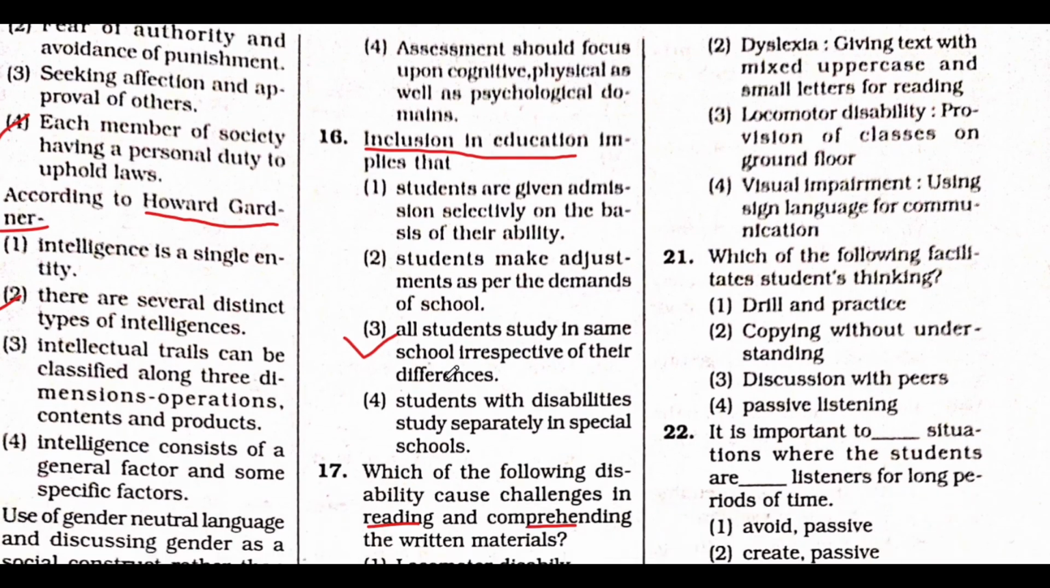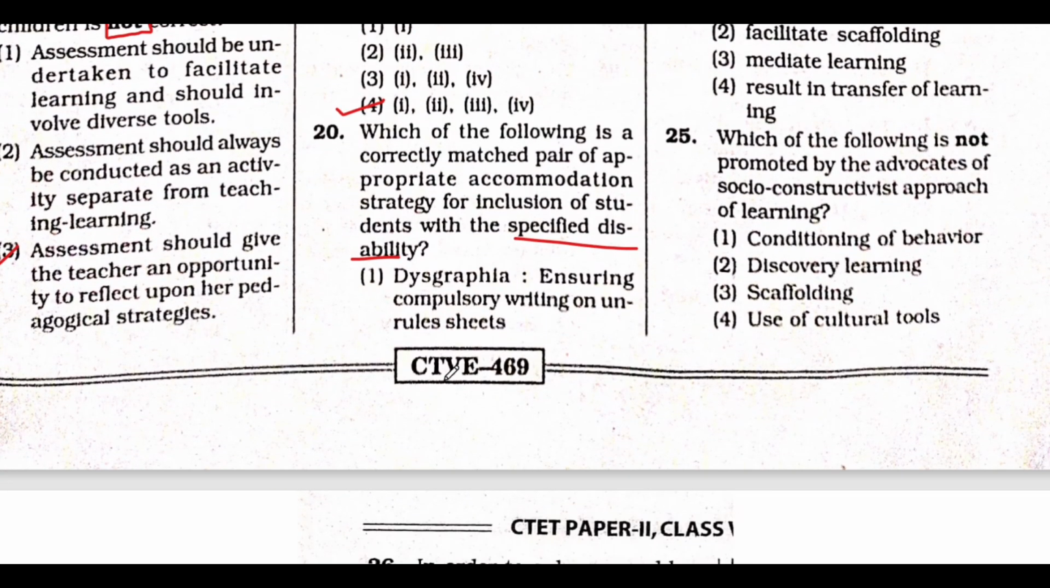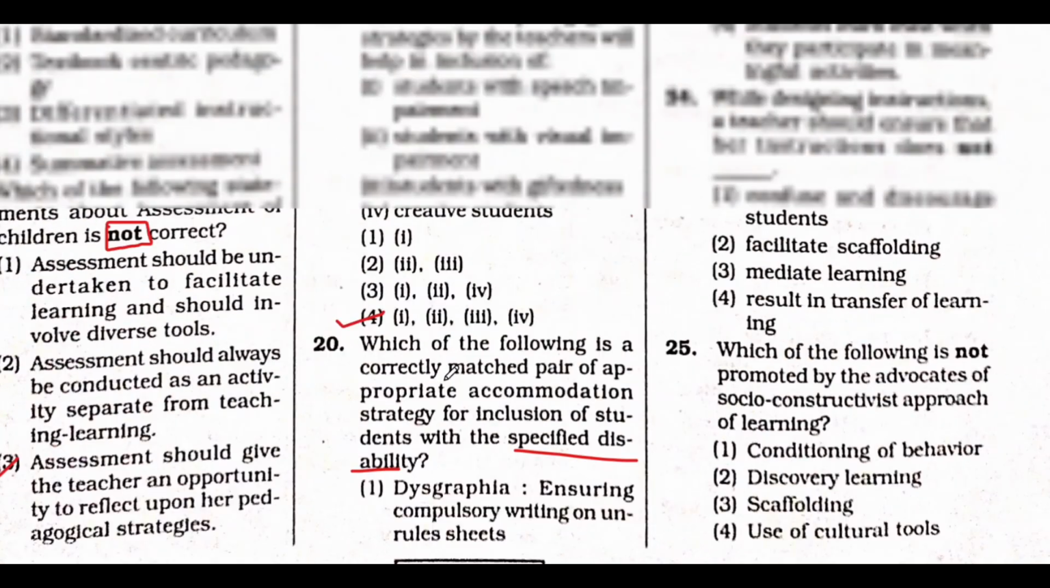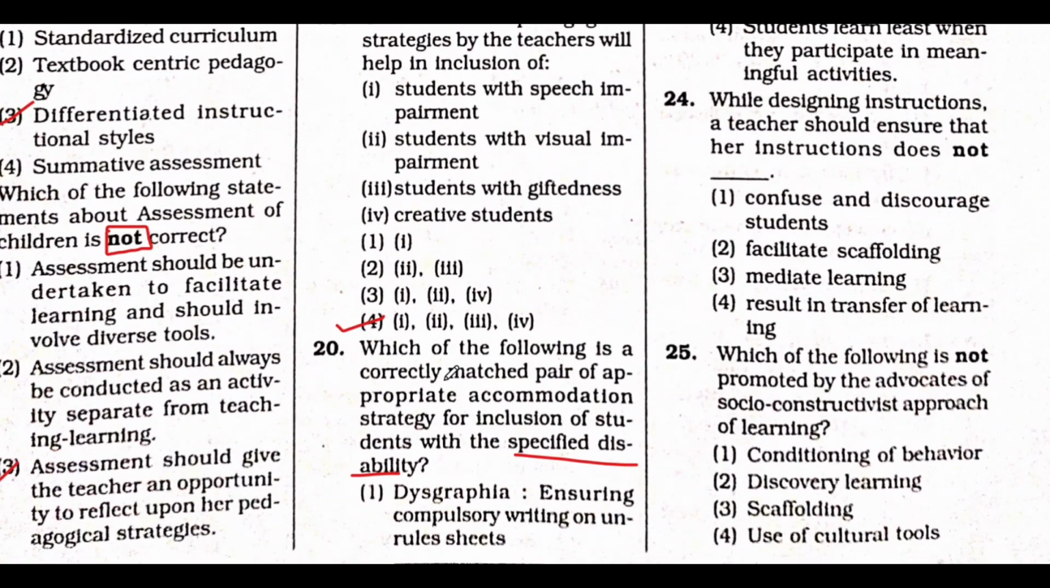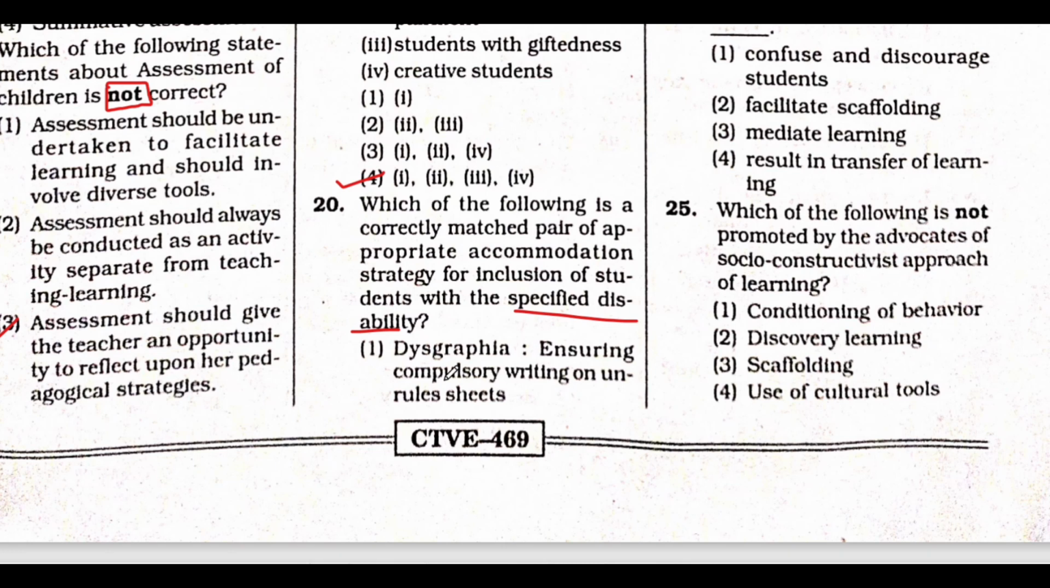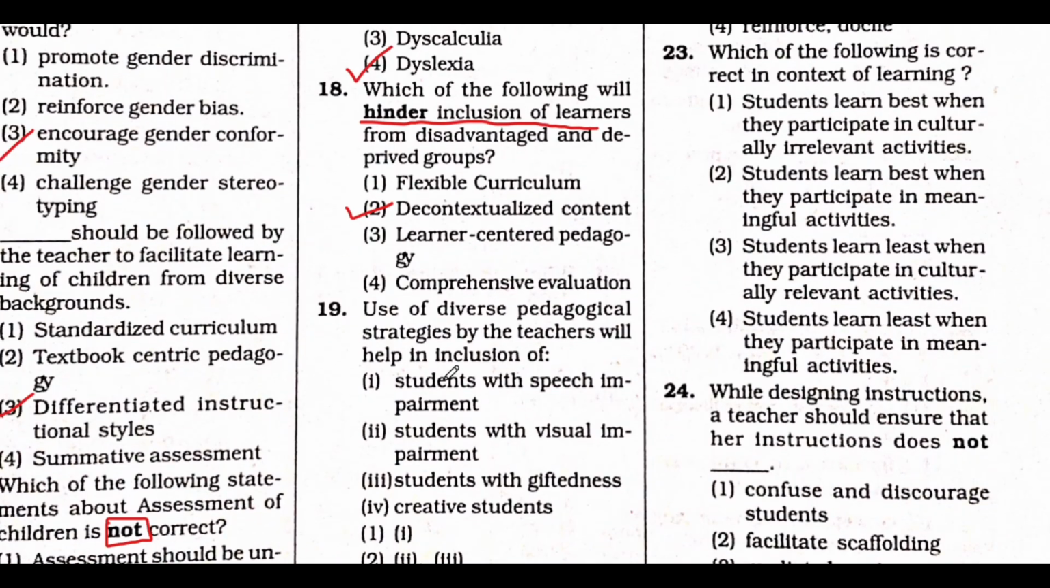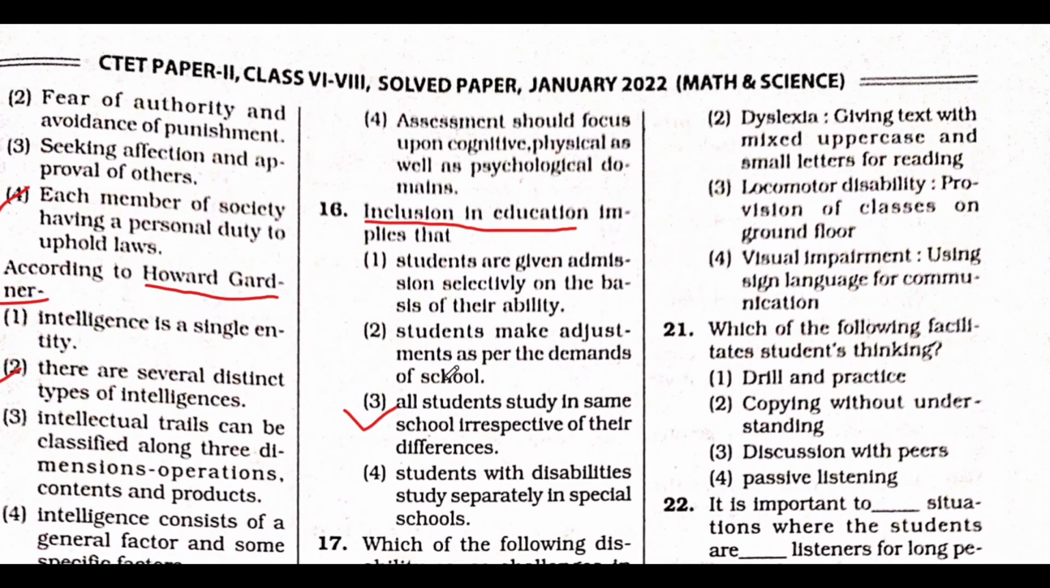So what was the question asked here? It is 20, right? So which of the following is a correctly matched pair? So which one is correct? They're asking, only one is correct here, all right? So which one do you think will be the correct one? So of course we can see here that this is question number 20.